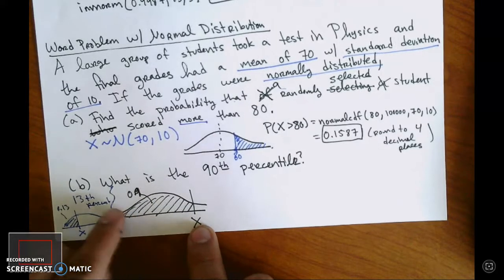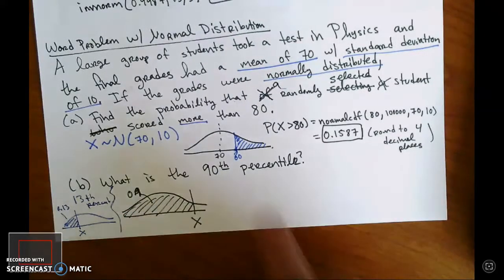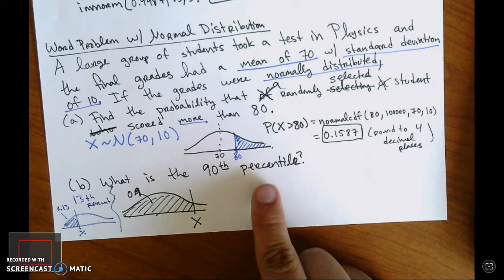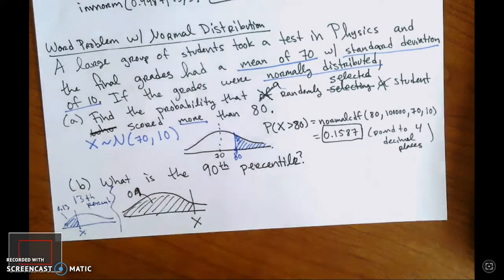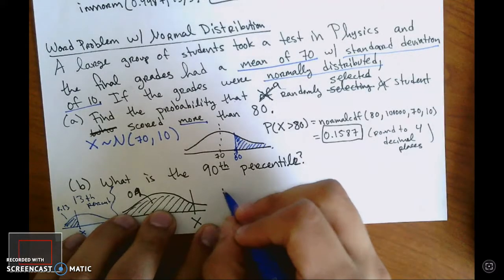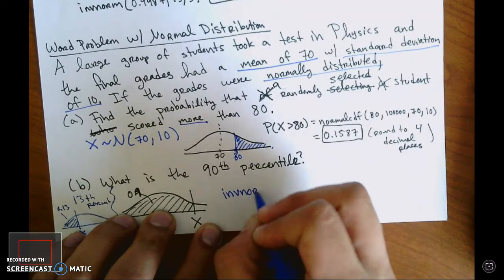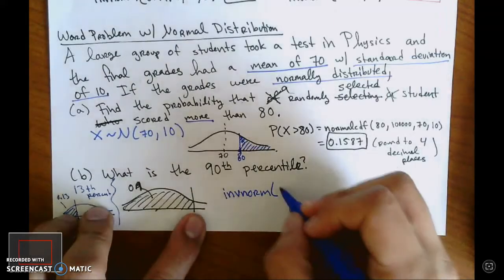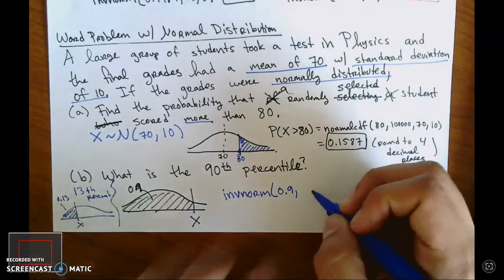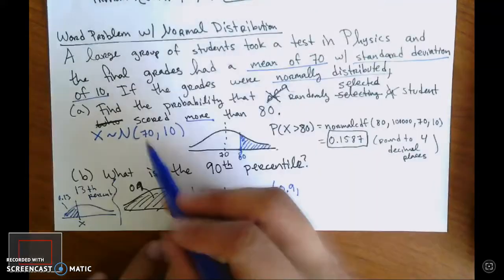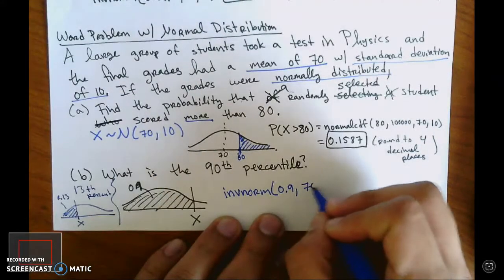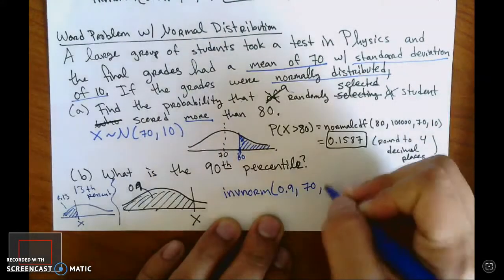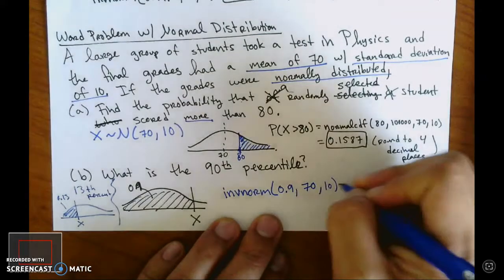That is what inverse norm is. And every single time I ask you for a percentile or a quartile, always use inverse norm, if you want to go ahead and write it down. So this is going to be inverse normal. We already have our probability to the left, that's just 0.9. Now we need to figure out our mean. Well, our mean is still 70 with a standard deviation of 10, right? Okay, and let's figure out what this is.